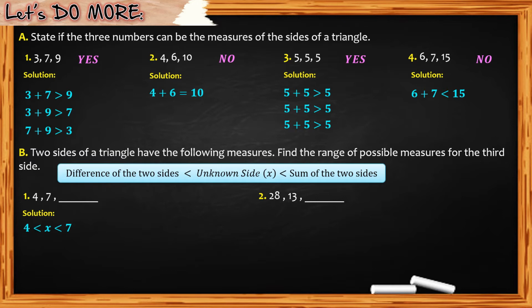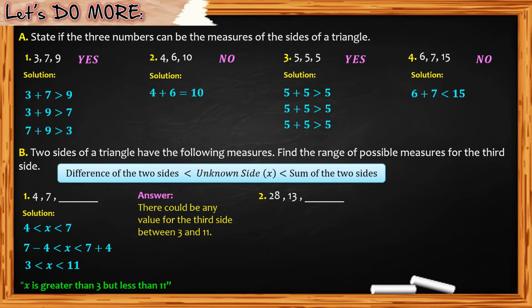Now on the left side, we are going to subtract the two sides, and on the right side, we're going to add the two sides. So we have x is greater than 7 minus 4 but less than 7 plus 4. And 7 minus 4 is 3, and 7 plus 4 is 11. So the result is x is greater than 3 but less than 11.